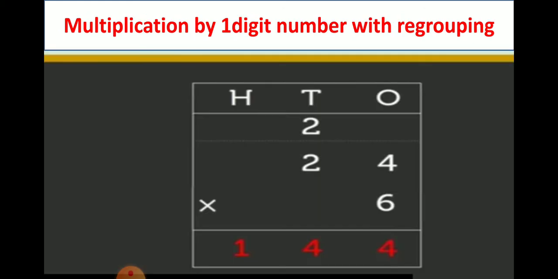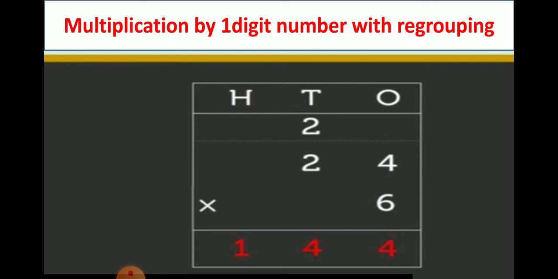Now let us understand multiplication by one digit number with regrouping. So the regrouping concept means the use of the carry forward concept. Here we are going to multiply 24 and 6. So students, as you all know, 6 fours are 24. So we will write 4 ones below the ones and we will carry the 2 tens to the tens column.